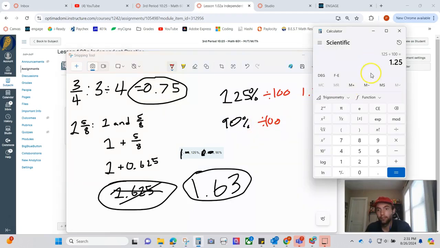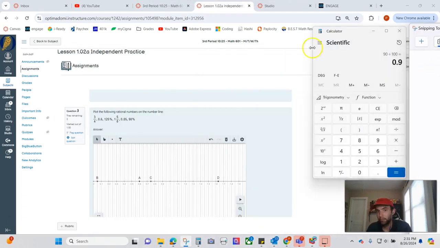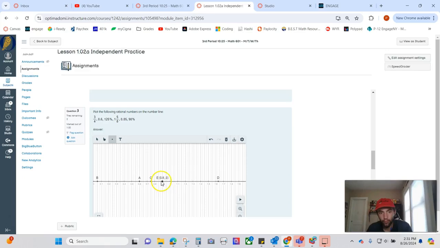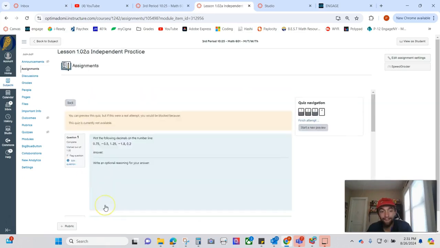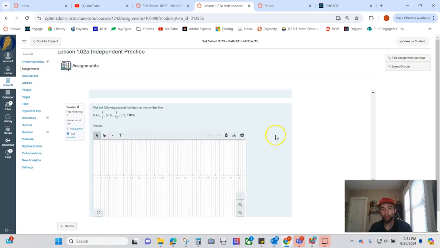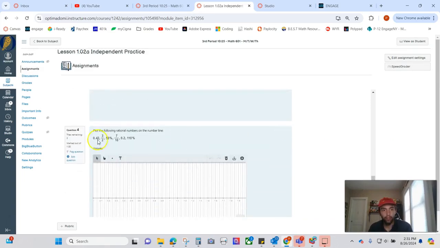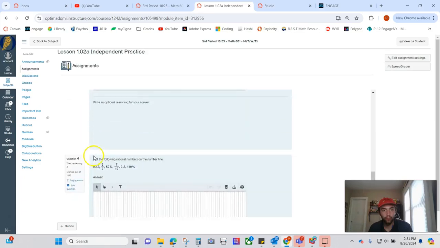And 90 divided by 100 is 0.9. Not 90% divided by 100, just 90 divided by 100. Now let's plot those points. 0.9 and 1.25. Now let's check our work. Looks like we're correct. Didn't tell us we were wrong, so let's move on to the last question. So this last question is very similar to question 3.